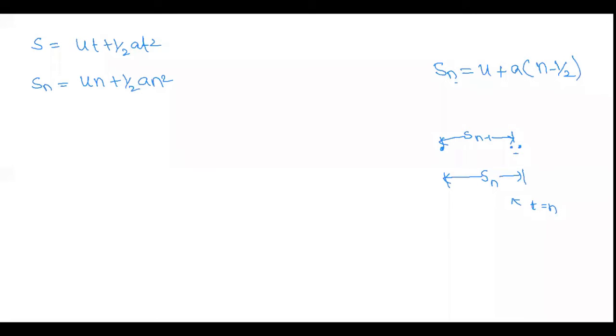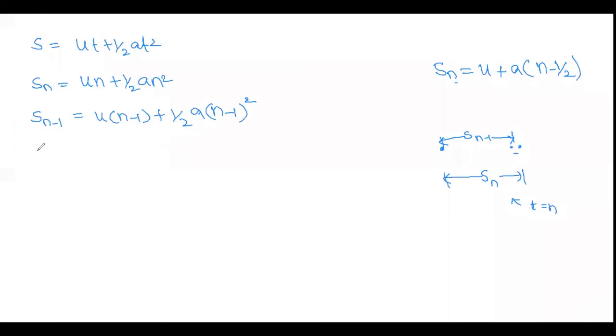So here we wrote the distance traveled by an object for t seconds, and the distance traveled in n seconds. Next, the distance traveled by an object in n minus 1 seconds, I write as u into n minus 1 plus half a into n minus 1 whole square. I want the distance traveled in the last second, that is the nth second, so for that I am going with it.